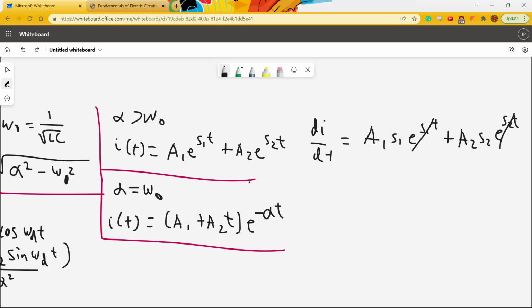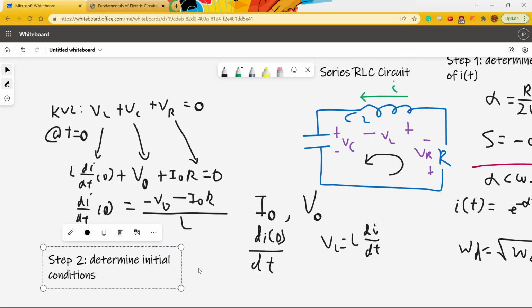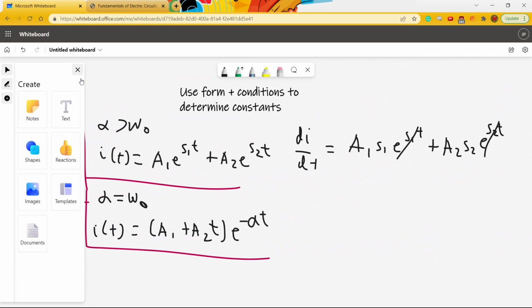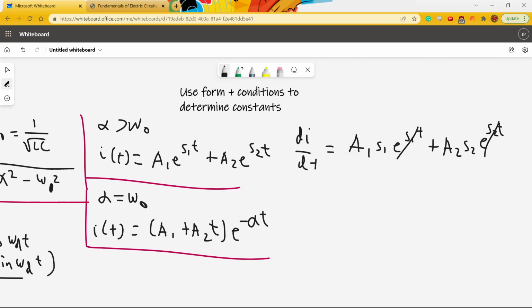We're going to do an example to demonstrate how this works, but let's clarify that step 2 is to determine the initial conditions of the circuit, and step 3 is to use the form of the equation for the circuit and the initial conditions of the circuit to determine the constants for the form of the circuit.